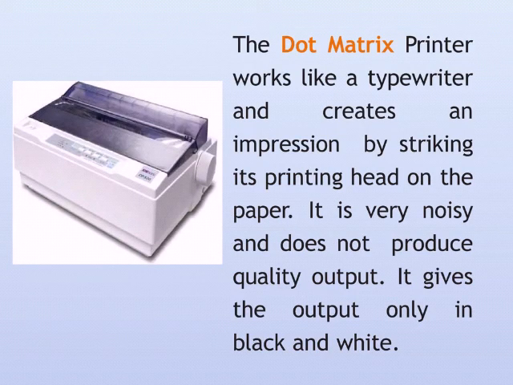And this is the dot matrix printer. The dot matrix printer works like a typewriter and creates an impression by striking its printing head on the paper. It is very noisy and does not produce quality output. It gives the output only in black and white color. This printer is used to take prints but it takes a lot of time to print the data.